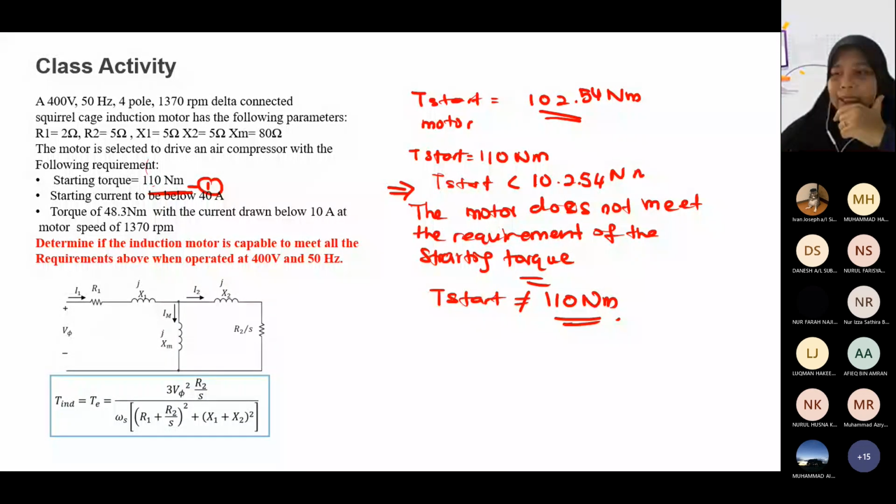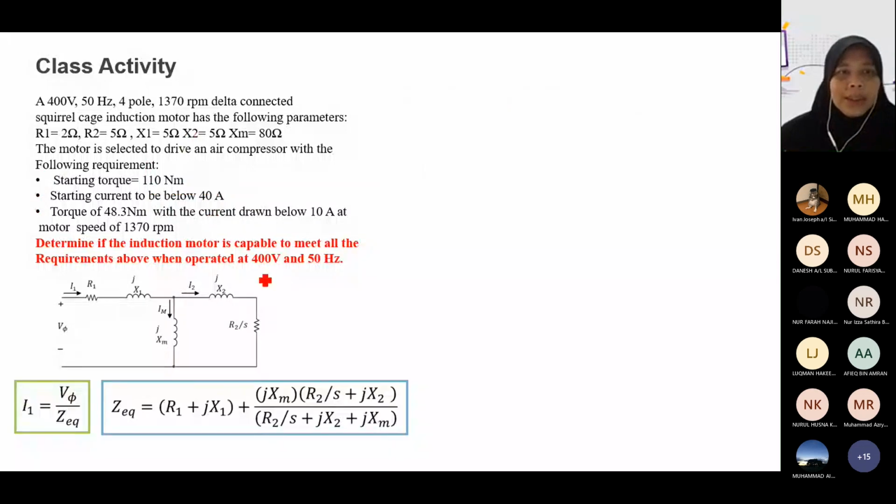So next we want to do the second calculation. Okay, the first calculation we have done was the starting torque. Next we want to calculate the starting current. Okay, starting current must be below 40 amp. Is it below 40 amp? So let's do it. Okay. So this is the per phase induction motor, and we want to determine whether the motor is capable of meeting all the requirements to drive a compressor.